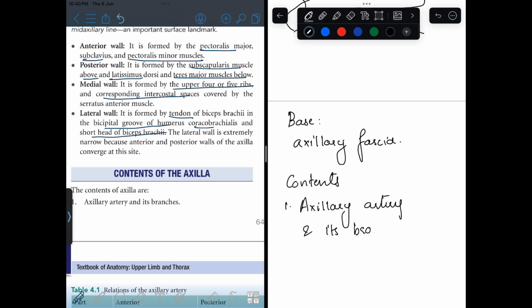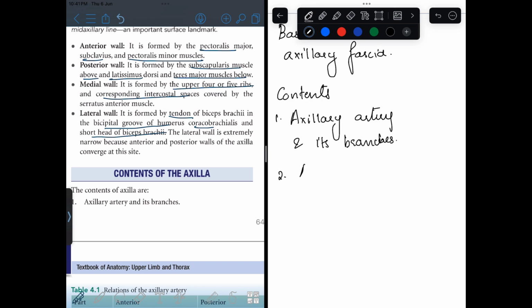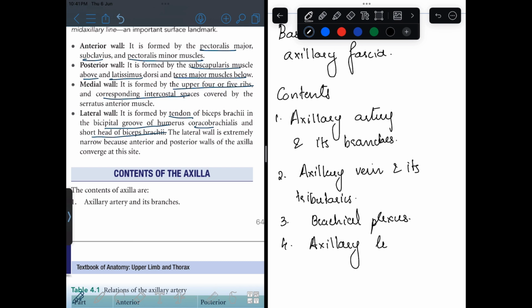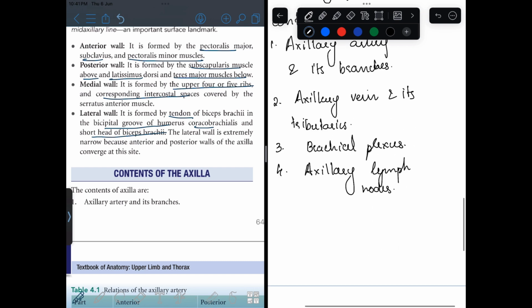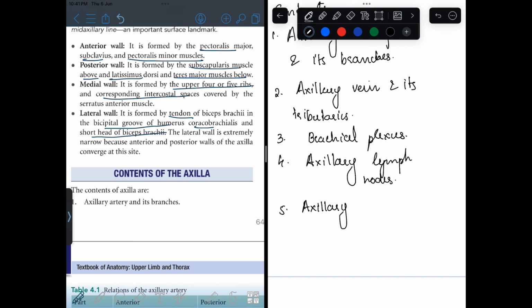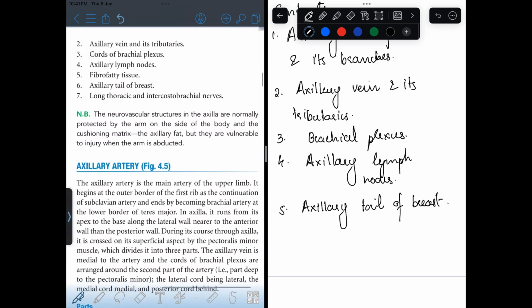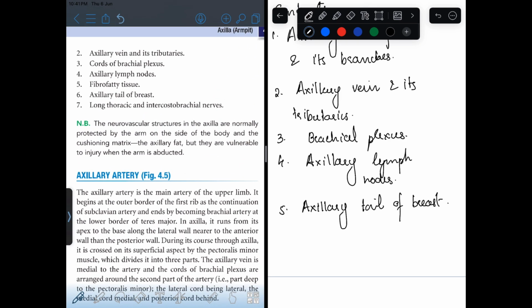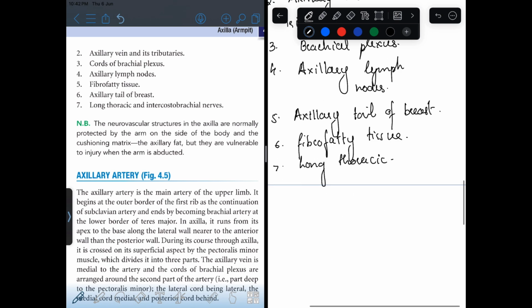Now moving on to the contents, we have the axillary artery and its branches, and the axillary vein and its tributaries. Note that it is tributaries, not branches, when it comes to the vein. We also have the cords of the brachial plexus, the axillary lymph nodes, fibrofatty tissue, and the axillary tail of the breast. And we have the nerves: the long thoracic and the intercostobrachial nerves. These are the contents of the axilla, and we will be discussing them in later modules.